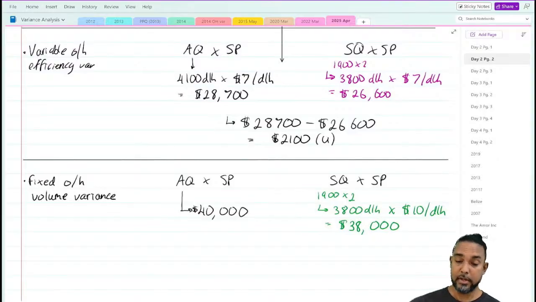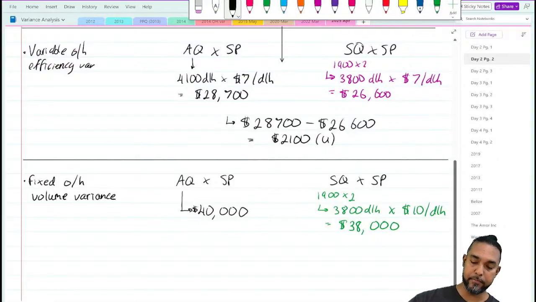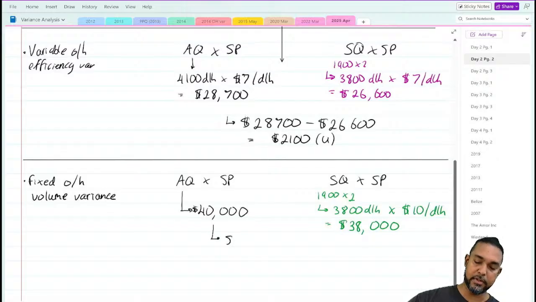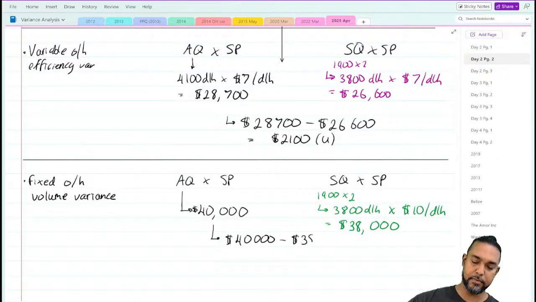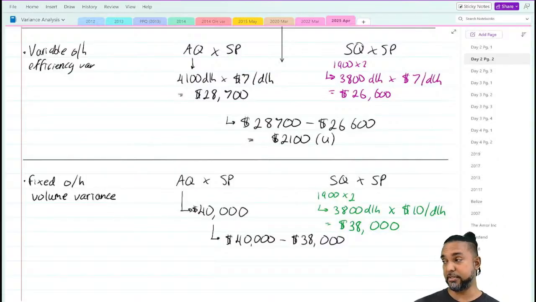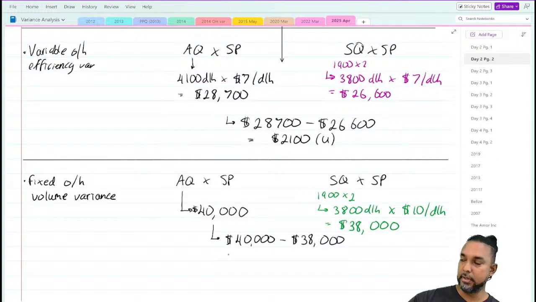Cool. And now all we're doing is comparing the 40 and the 38. So clearly, actual overheads versus, well, this isn't even budgeted. Remember, the 40 was budgeted and actual. So here now, this gives us a 2000, but unfavorable.